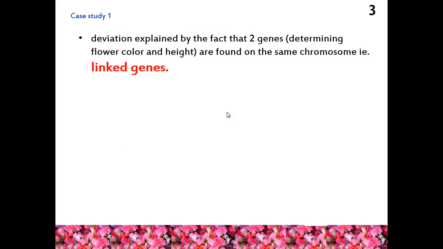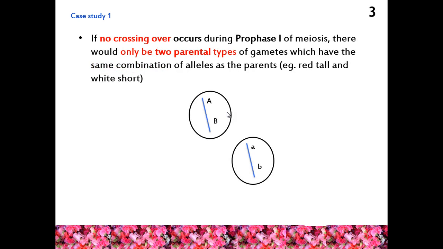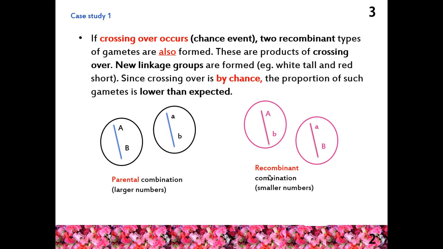This kind of deviation further supports the idea that these two genes that encode for flower color and height are found on the same chromosome, i.e. they are linked genes. Once you reach this deduction, the explanation behind it is that when there's no crossing over occurring, you will only have two parental types occurring in large numbers, while if there's crossing over occurring, you will have 4 different types of gametes, of which the parental combinations occur in larger numbers, while the recombinant combinations occur in smaller numbers, because crossing over is a chance event.